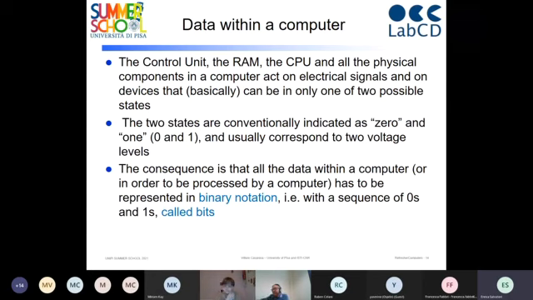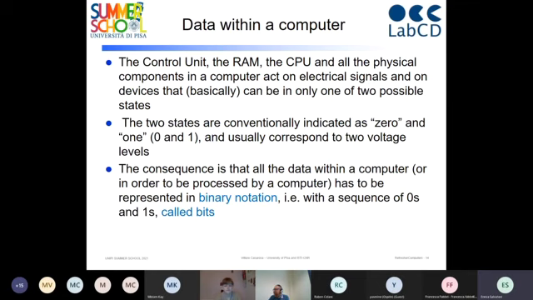Now, you might wonder, when we talk about data and information, how it is actually stored in the computers. Well, if we go down to this level of the hardware, the fact is that the computer is basically built with electrical components that are usually able to be in one of two possible states. And we indicate those states with 0 and 1.